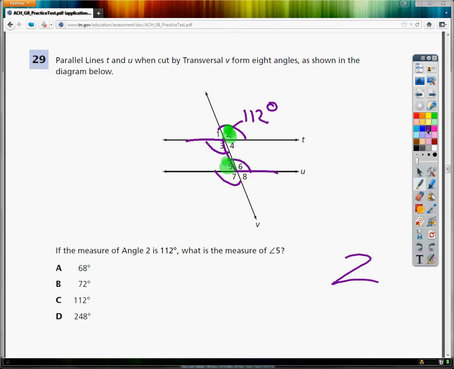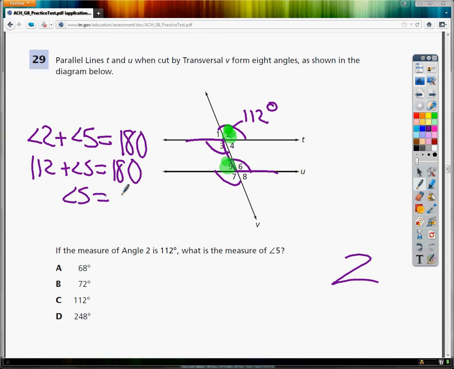When one is marked and one is not, they're supplementary, which is to say angle 2 plus angle 5 is equal to 180 degrees. So butt, Zorro, butt, whatever. I know angle 2 is 112 plus angle 5 is 180. So working out the math, angle 5 would be 68.